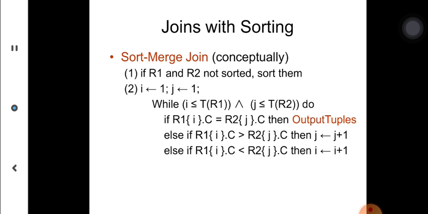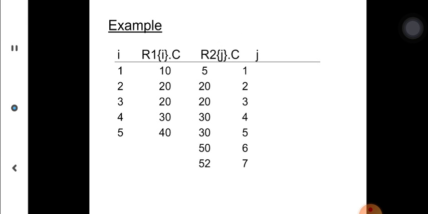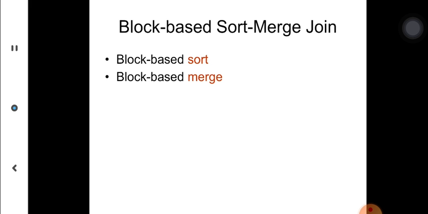So the join with sorting, the sort merge join operation, happens like this. If R1 and R2 are not sorted, then you sort them; that's one time. Then for each value of i and j, while going through the sorted relations, you compare R1 and R2, and finally you generate output tuples based on the sorting. You can see this example of R1 and R2.